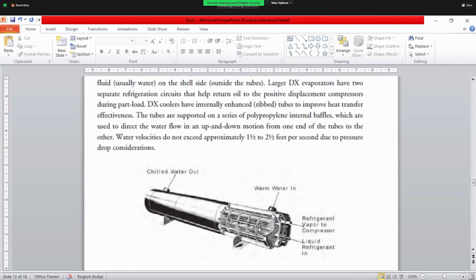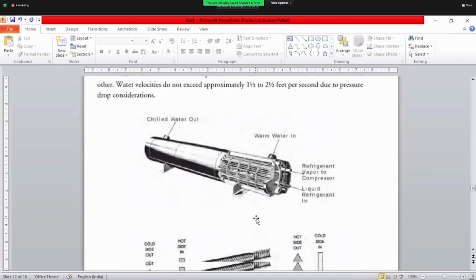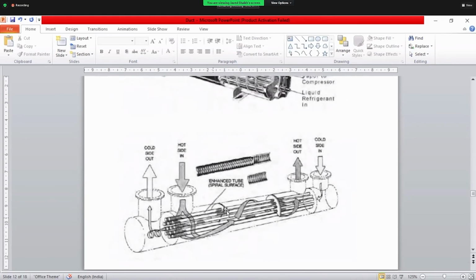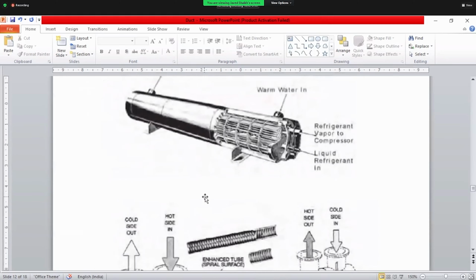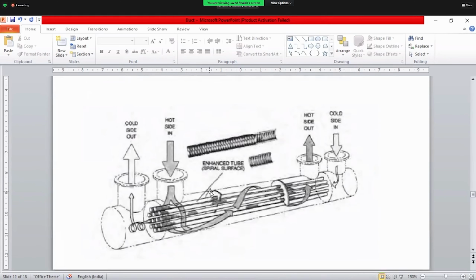So the heat transfer takes place from the shell to the tube. Refrigerant is in the tube and the water is in the shell. So this is how, basically, you can get an idea of how the shell and tube type works. This is the shell, with the shell inlet and outlet, and there is a tube inlet and outlet here.